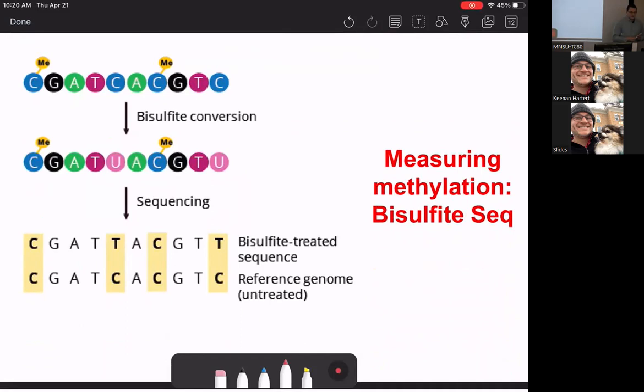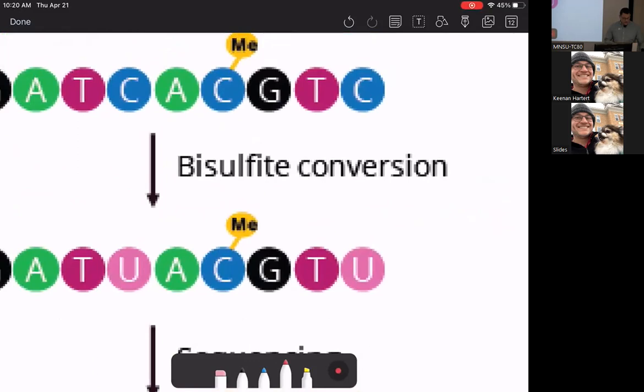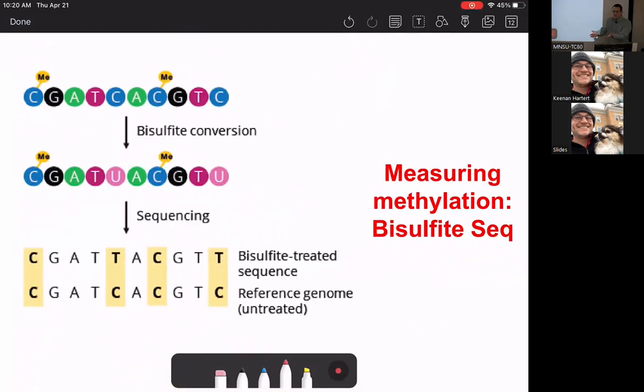Bisulfite is a somewhat unhealthy and dangerous chemical conversion that you do in lab. It will take any C that is not methylated and turn it into a uracil, which will consequently be remade into a T by the repair mechanisms. So what bisulfite can do is that you combine the normal genome with your little altered genome, and any cytosine, any C that remains a C in your new converted genome, was methylated. It was silenced.